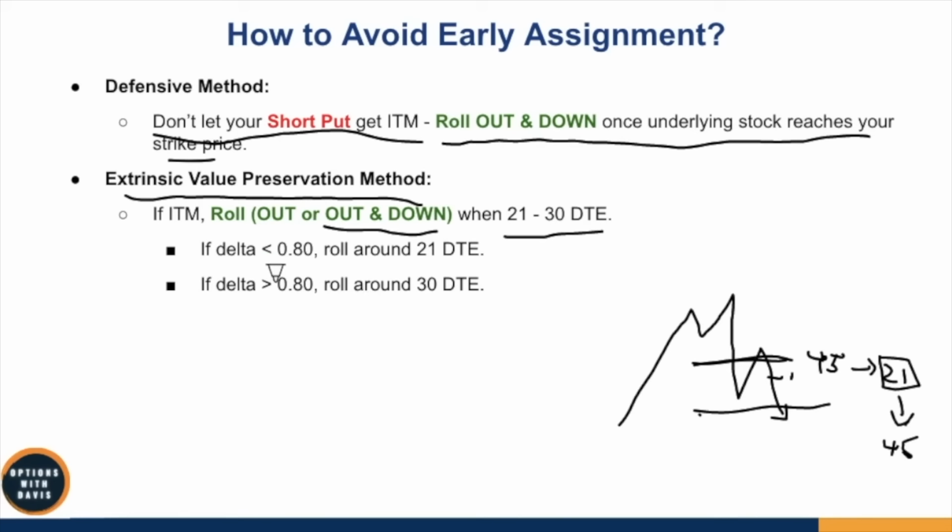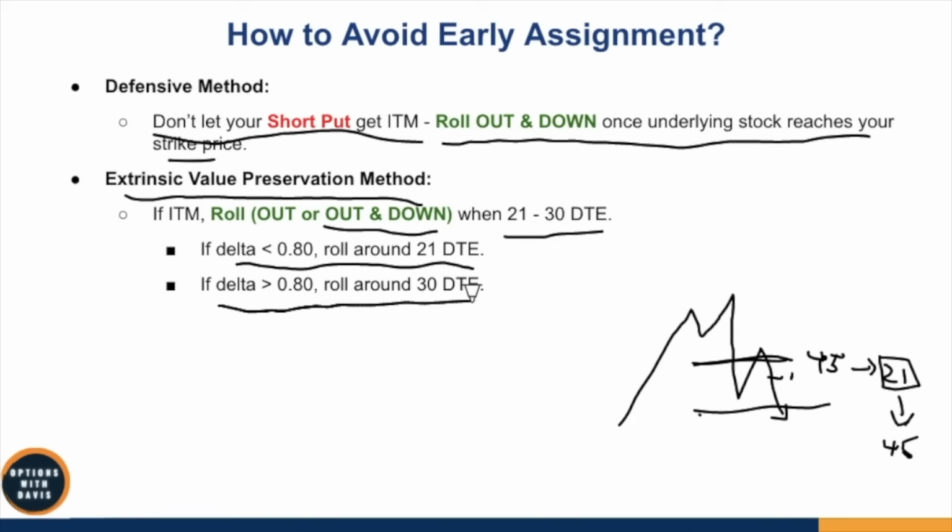So if the delta is less than 0.8, you can roll it around 21 DTE. That means the stock price has not gone really that deep in the money yet. So at this point of time, there is a chance for you to still roll out and down, depending on how far out you go. If you cannot, you can roll out. Now, what if your delta is more than 0.8?